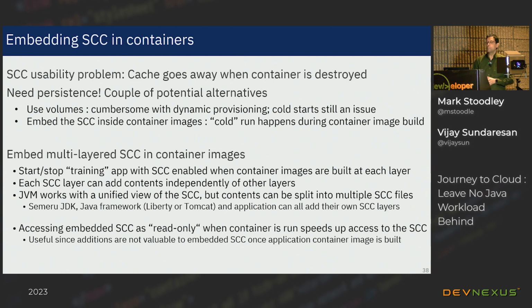So this is where the solution that we came up with comes in. This is embedding of the shared class cache in containers. You need some form of persistence. You can't let the cache come and go with the container. In order to get persistence, there's a couple of alternatives. You can use shared volumes. You can put the cache outside the container so that it lives independent of the lifetime of the container.